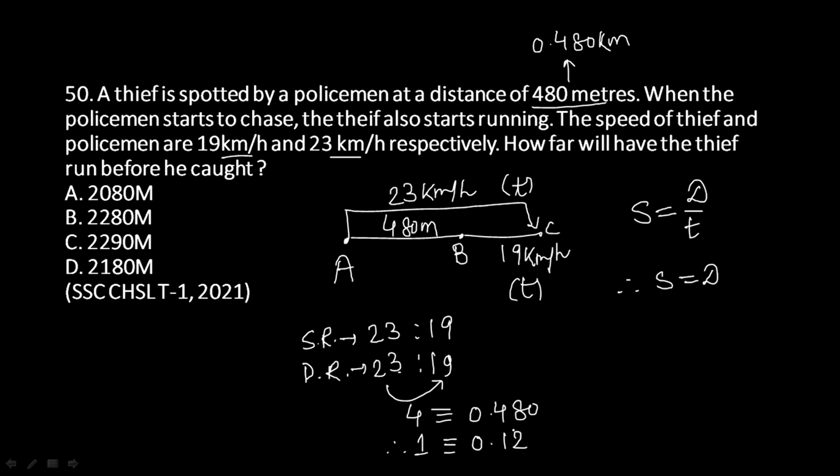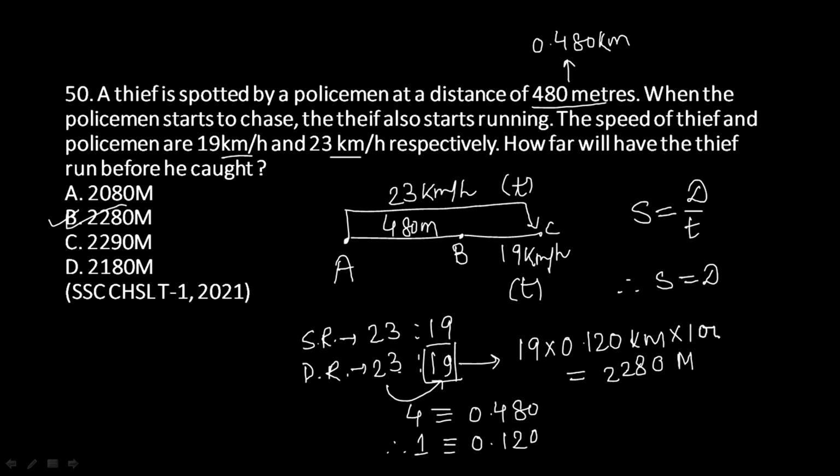So 1 will be equal to 0.12, right? So in this case, how far will the thief have run before he is caught? This is the thief's distance. So it will be 19 into 0.120, that is 120, right? So 12 nines are 108, 10 in hand, 12 and 22 0. This is in kilometer, so we have to multiply by 1000. In that case it will be 2280 meter. That is the answer.